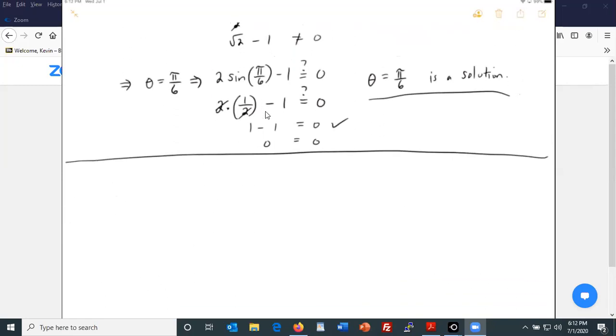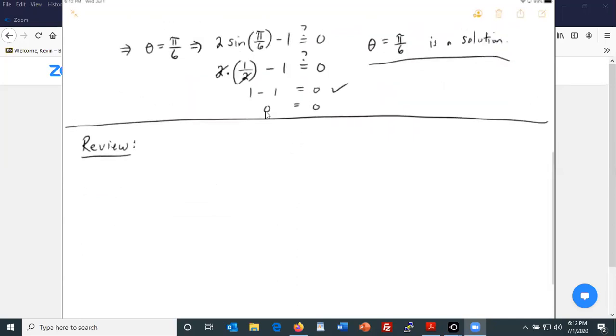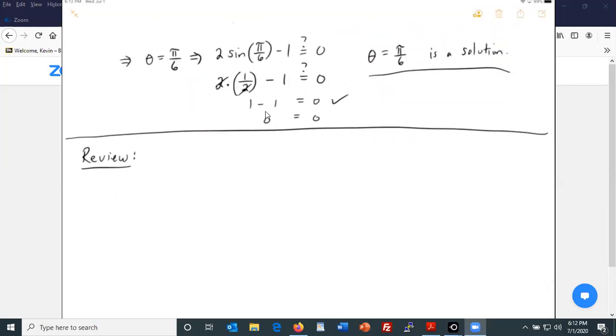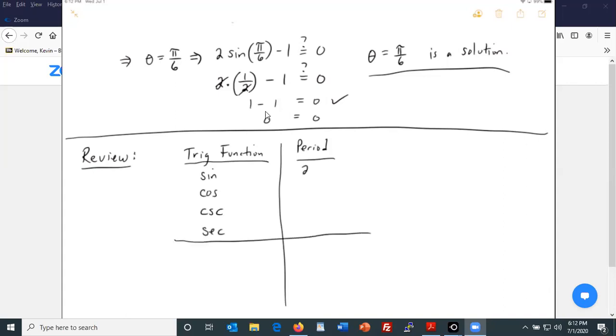Okay, so before we actually start solving equations, we have to review one thing from yesterday. And it was pretty much the very last thing that we wrote down, about the trig functions and their periods. Okay, so remember the trig function and its period. So remember we had sine, cosine, cosecant, and secant all had periods of 2 pi.